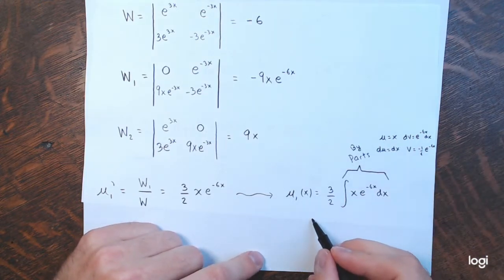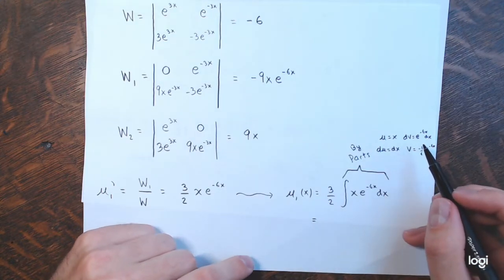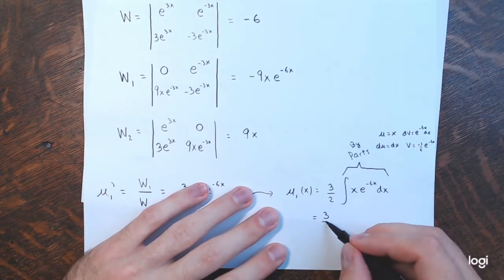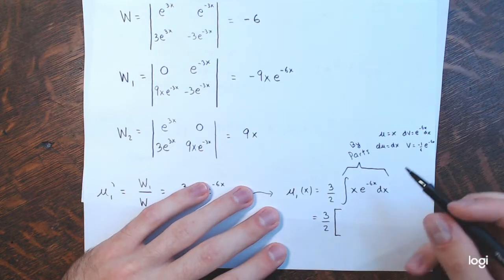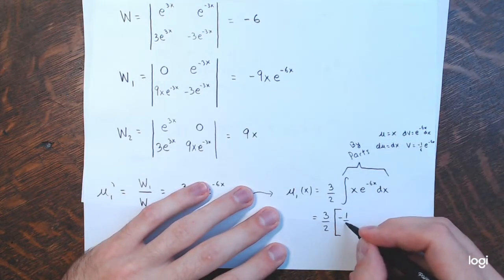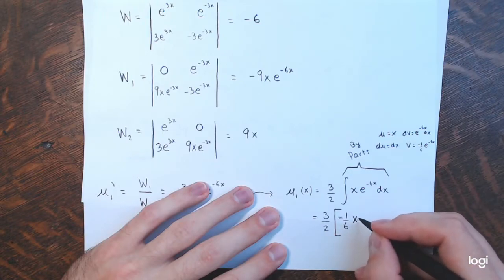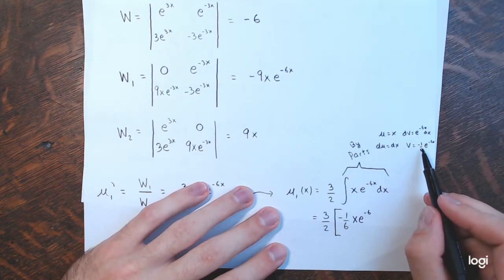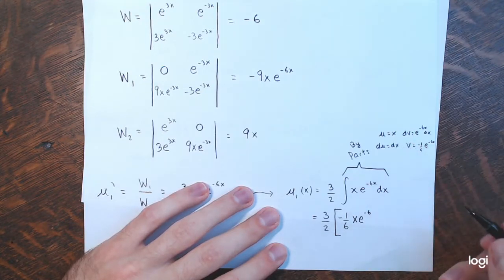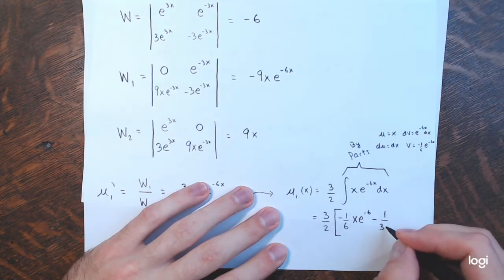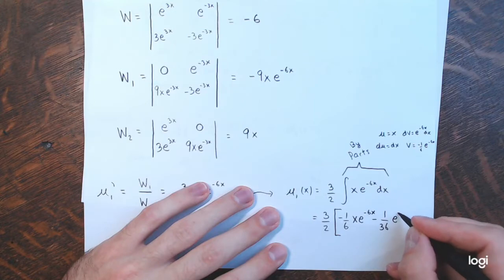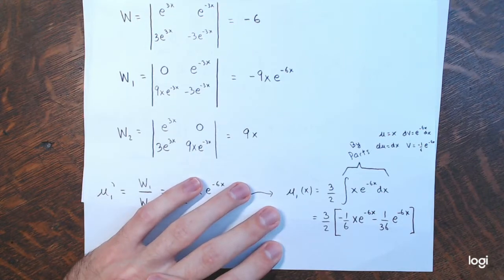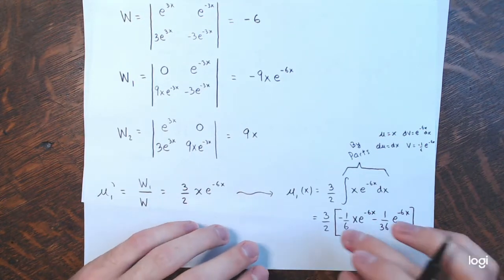Alright, so putting that all together, remember the integral of u dv is equal to uv minus the integral of v du. Hopefully you remember how to integrate by parts. This would be 3 halves times the quantity, uv is negative 1/6 x e to the negative 6x, minus v du would be plus 1/6 times the integral of e to the negative 6x, so minus 1/36 e to the negative 6x. And then again, I'm not going to worry about writing plus some constant here. Then we can put the 3 halves in.